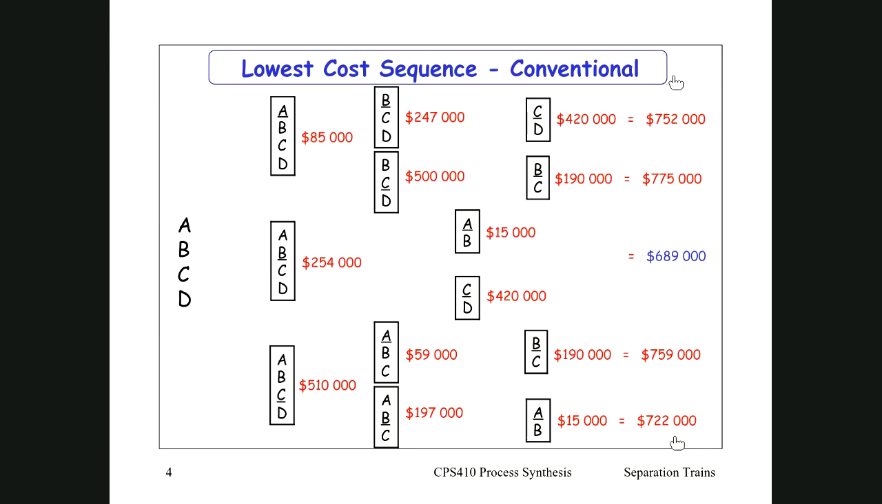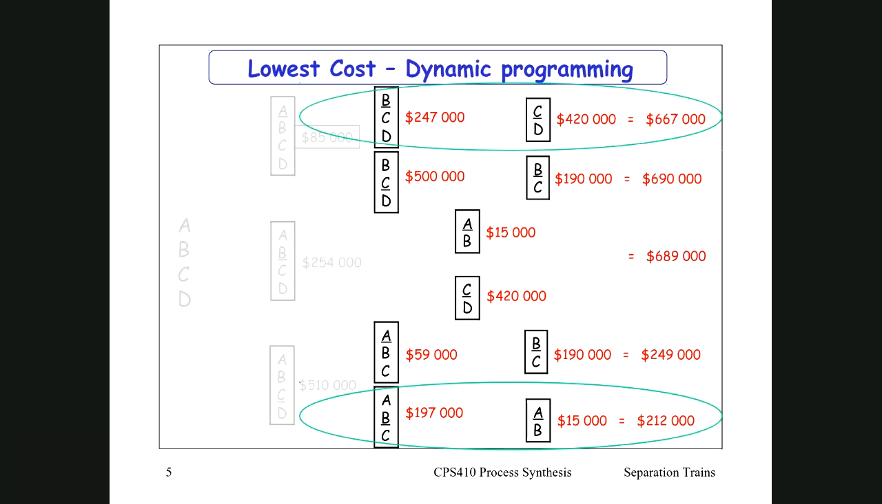That is the correct answer. AB/CD, and then A/B and C/D. But that's the conventional way, and this way you've done a lot of calculations, and dynamic programming will just make the number of calculations easier, which doesn't matter so much in a small problem like this, but as soon as you get bigger problems, it is more difficult.